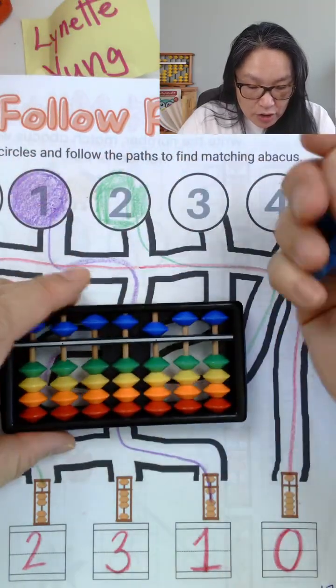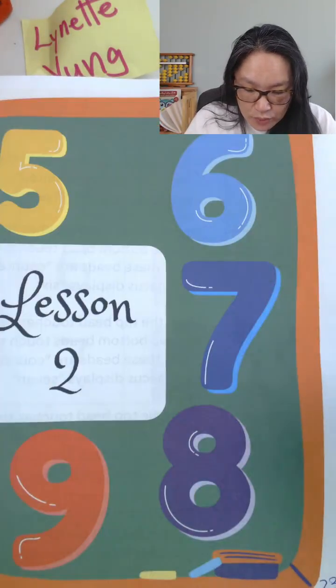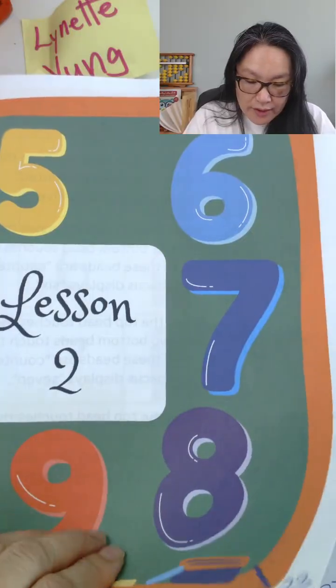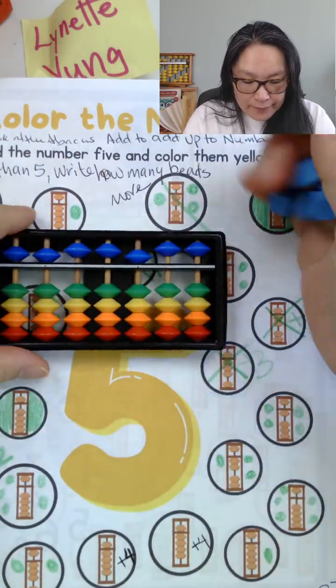So we're going to continue on, and in this one we have lesson 2, where we start talking about numbers from 5 to 9. So what does that mean?